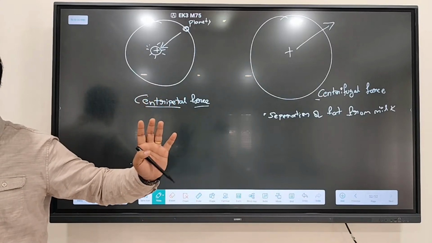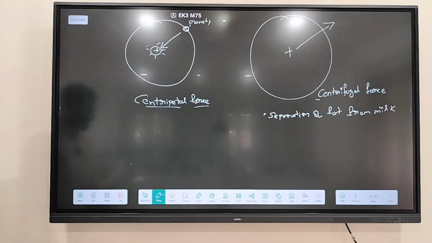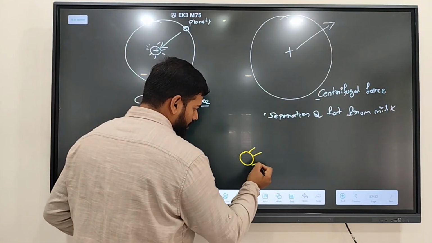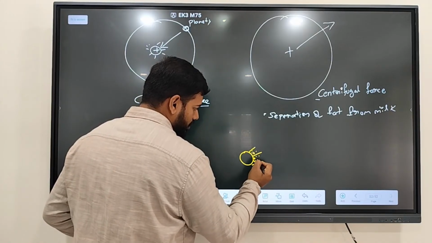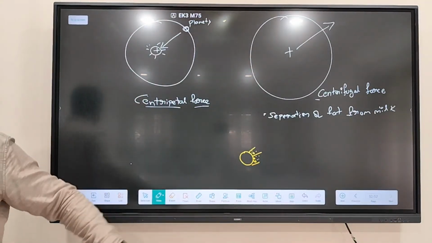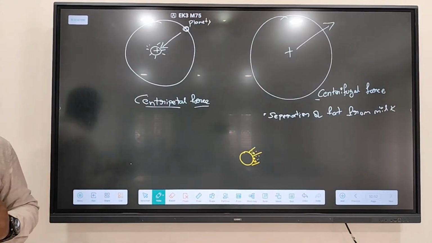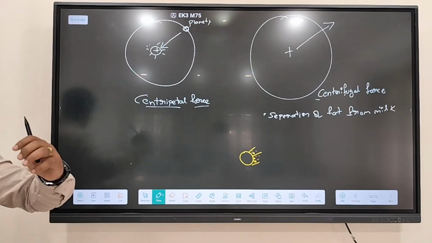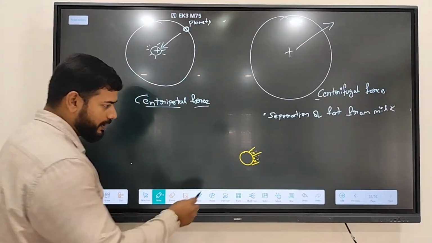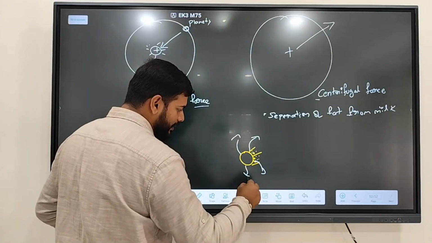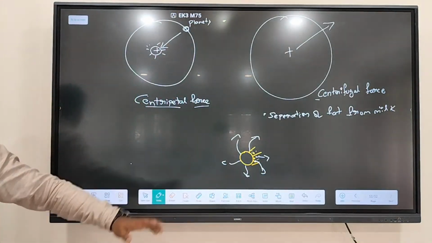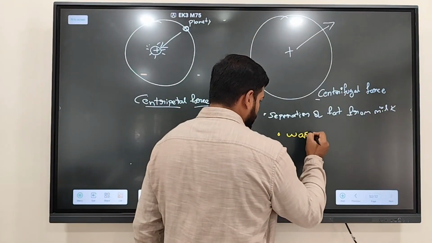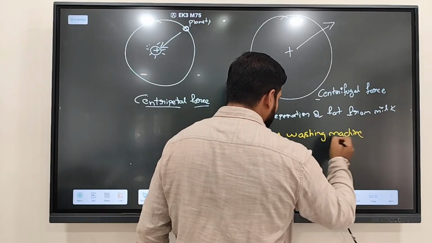In your home's washing machine, have you observed the holes in the drum? Front load washing machine, holes will be there. Water and detergent will get mixed up with the clothes. After some rotation, it will start to move at a rapid pace. Then the water, the dirt, etc., will move away from the center, right? Away from the center means which force? Centrifugal force. The washing machine works on the principle of centrifugal force.